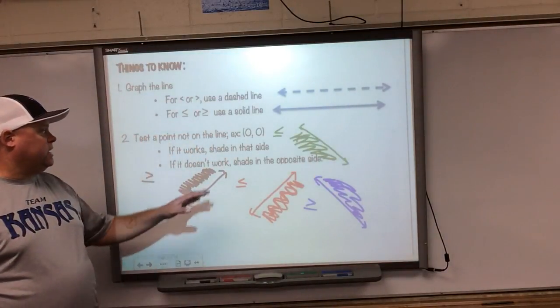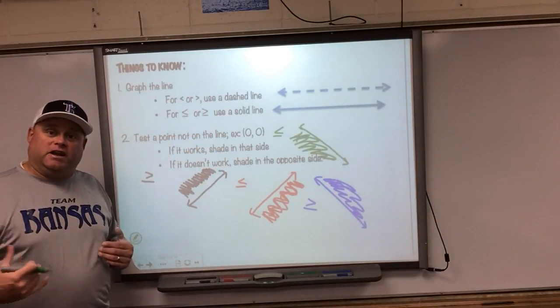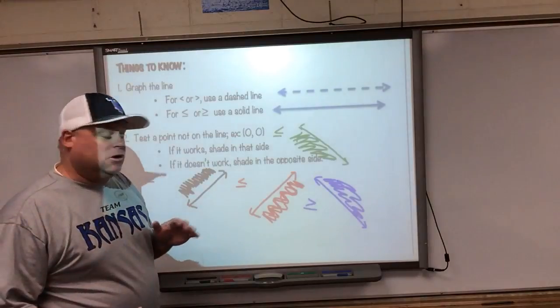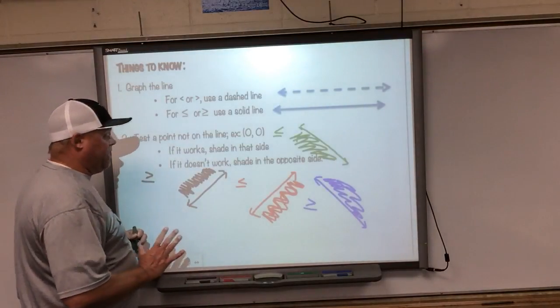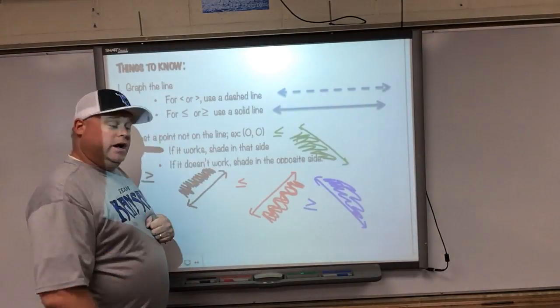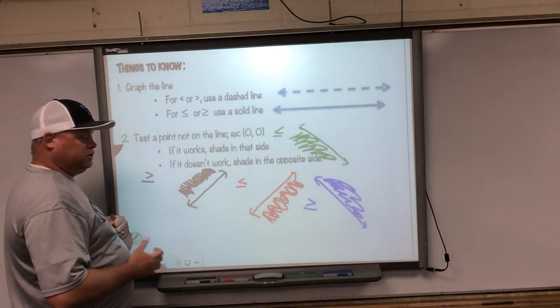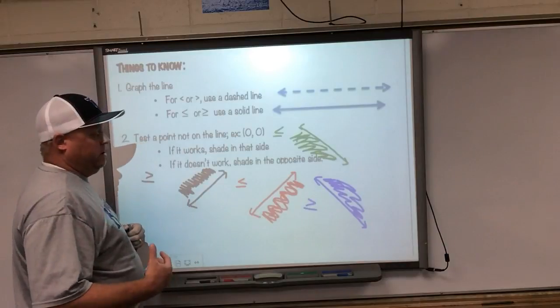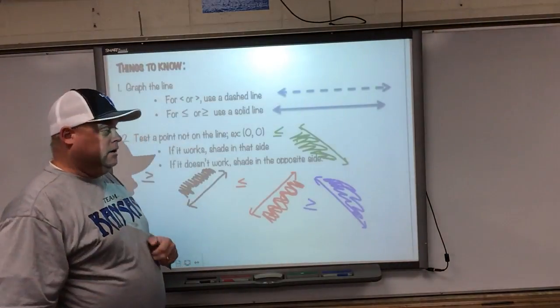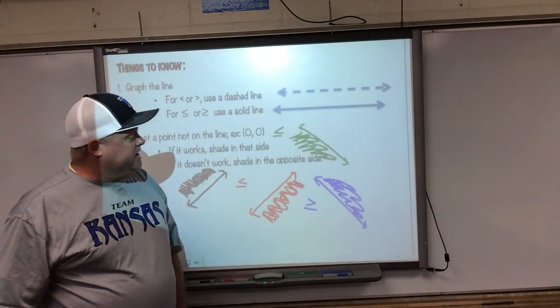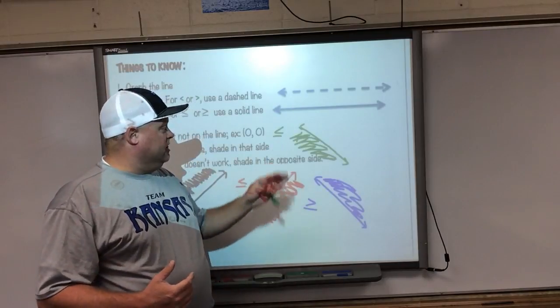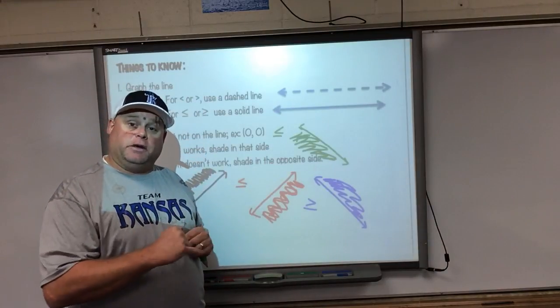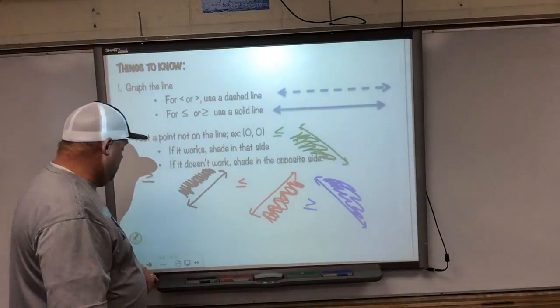Okay? So that's what I'm talking about in regards to shading. If we have a positive slope line and I'm a greater than, I want to be above that line. If I'm a less than or equal to, I'm going to be below the line. If I have a negative slope line and I'm greater than, I want to be above the line. And if I have a negative slope line and a less than or equal to, I want to be below the line. All right, let's move on.